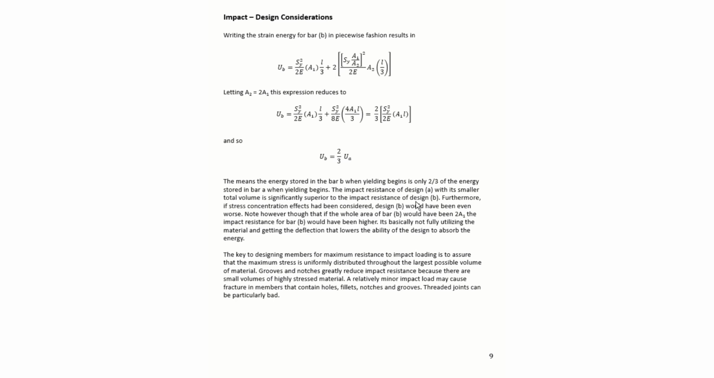So furthermore, if the stress concentration factors had been considered, design B would have been even worse. Now note, however, that if the whole area of bar B had been 2A1, then the impact resistance for bar B would have been higher, because you have more material and the stress would have been uniformly distributed.